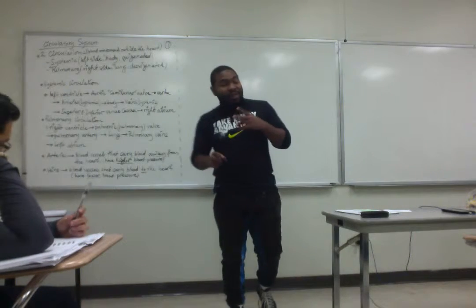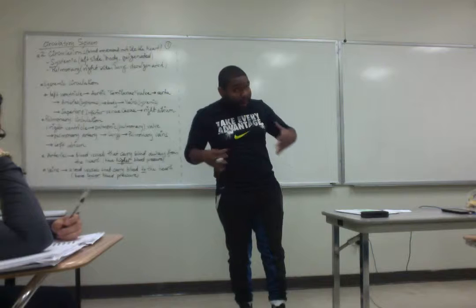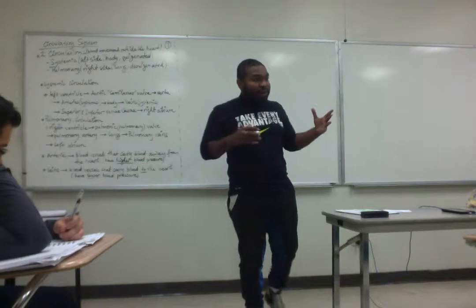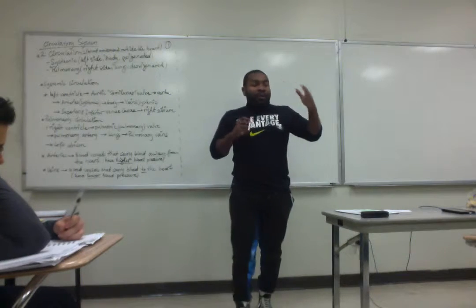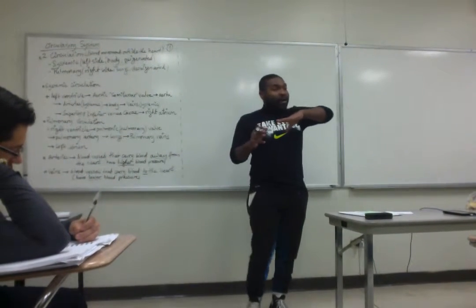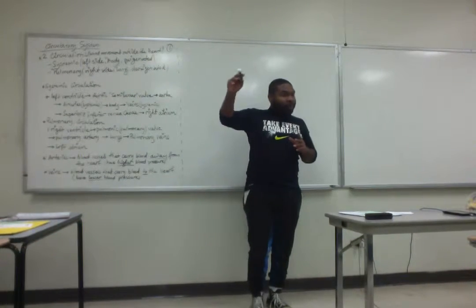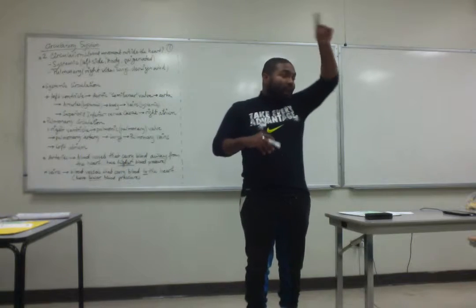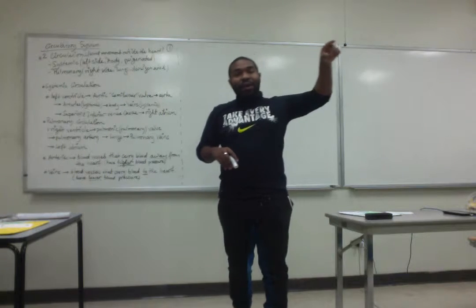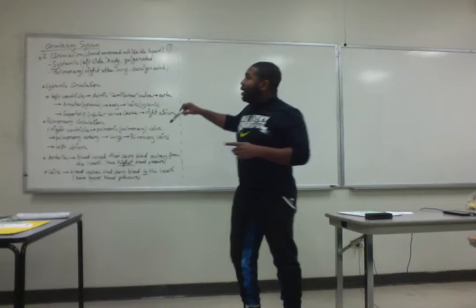So there are two types of circulation in the circulatory system. We have the systemic circulation, which has to do with circulation of blood throughout the body, and the pulmonary circulation, which has to do with circulation of blood to and from the lungs. So pulmonary circulation is when the heart sends blood from the right ventricle to the pulmonary artery to the lungs, and then it goes from the lungs to the pulmonary veins back to the left atrium.